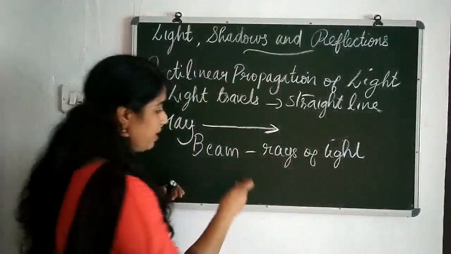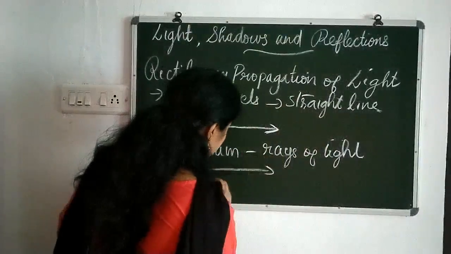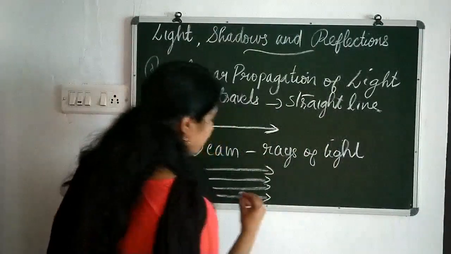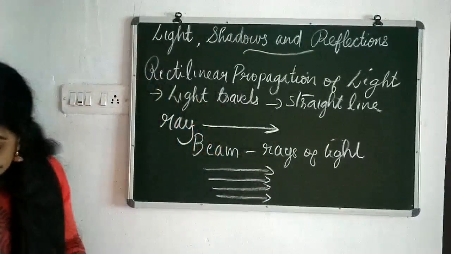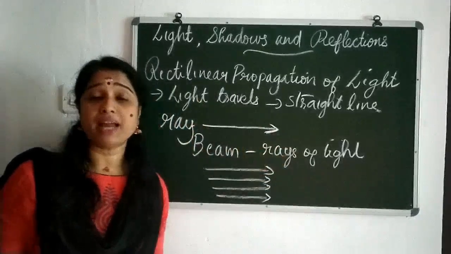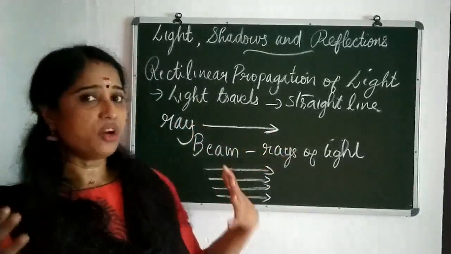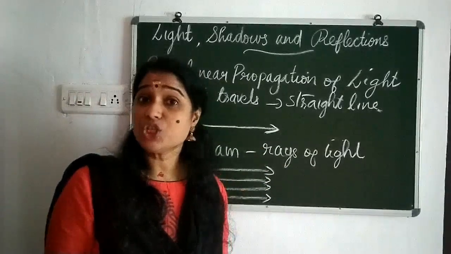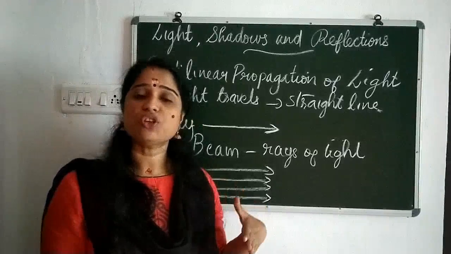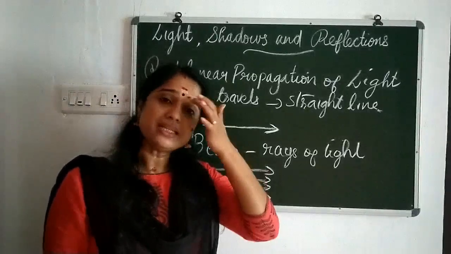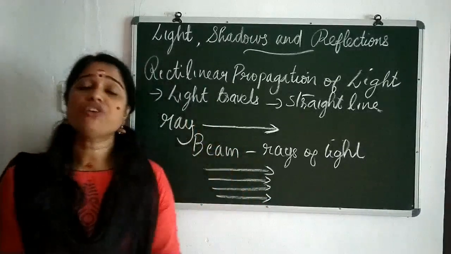You know what is parallel? Likewise, the second ray, the third ray, all the rays are parallel to each other. What does a beam of light mean? It is composed of rays of light, and these rays of light are parallel to each other. Clear? So this is about the direction of the light.